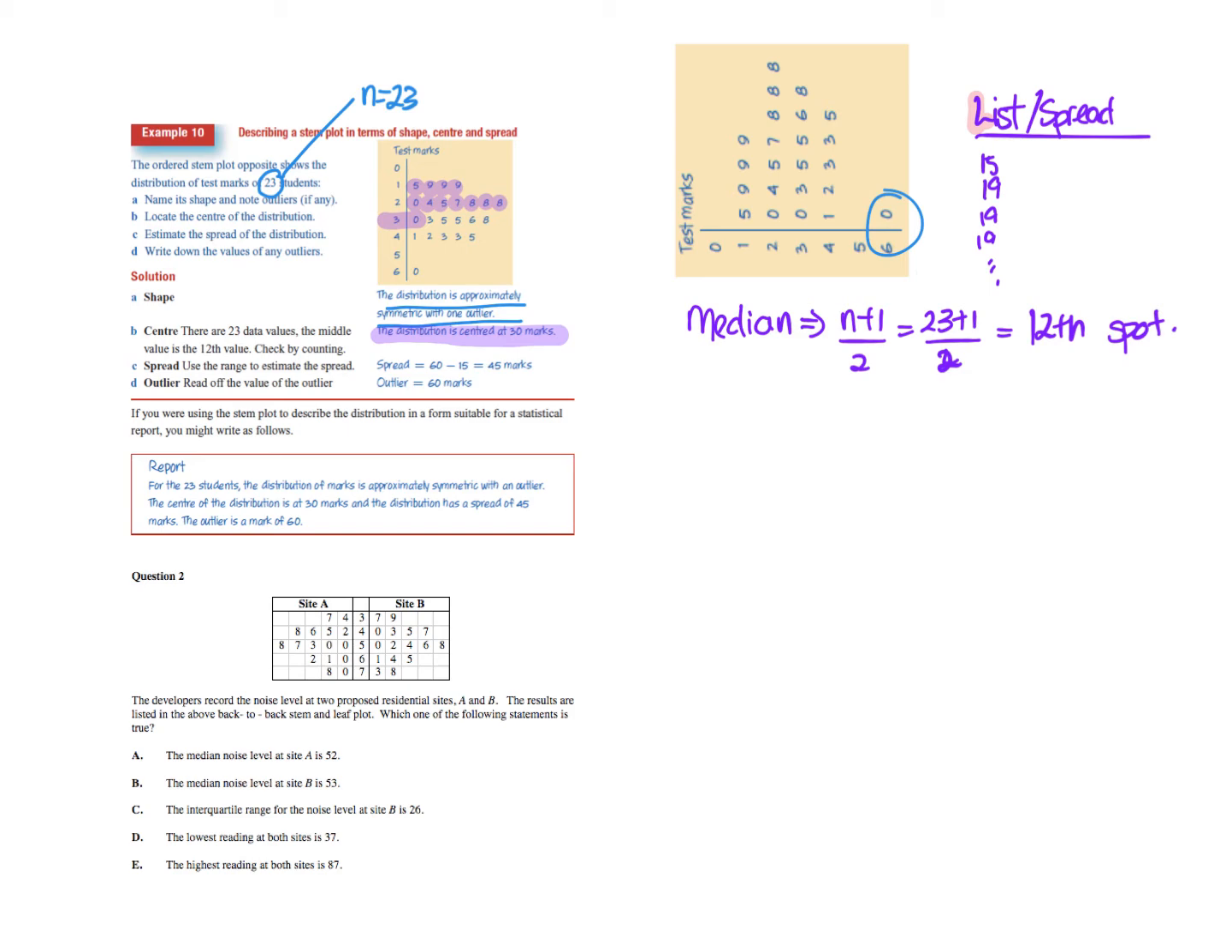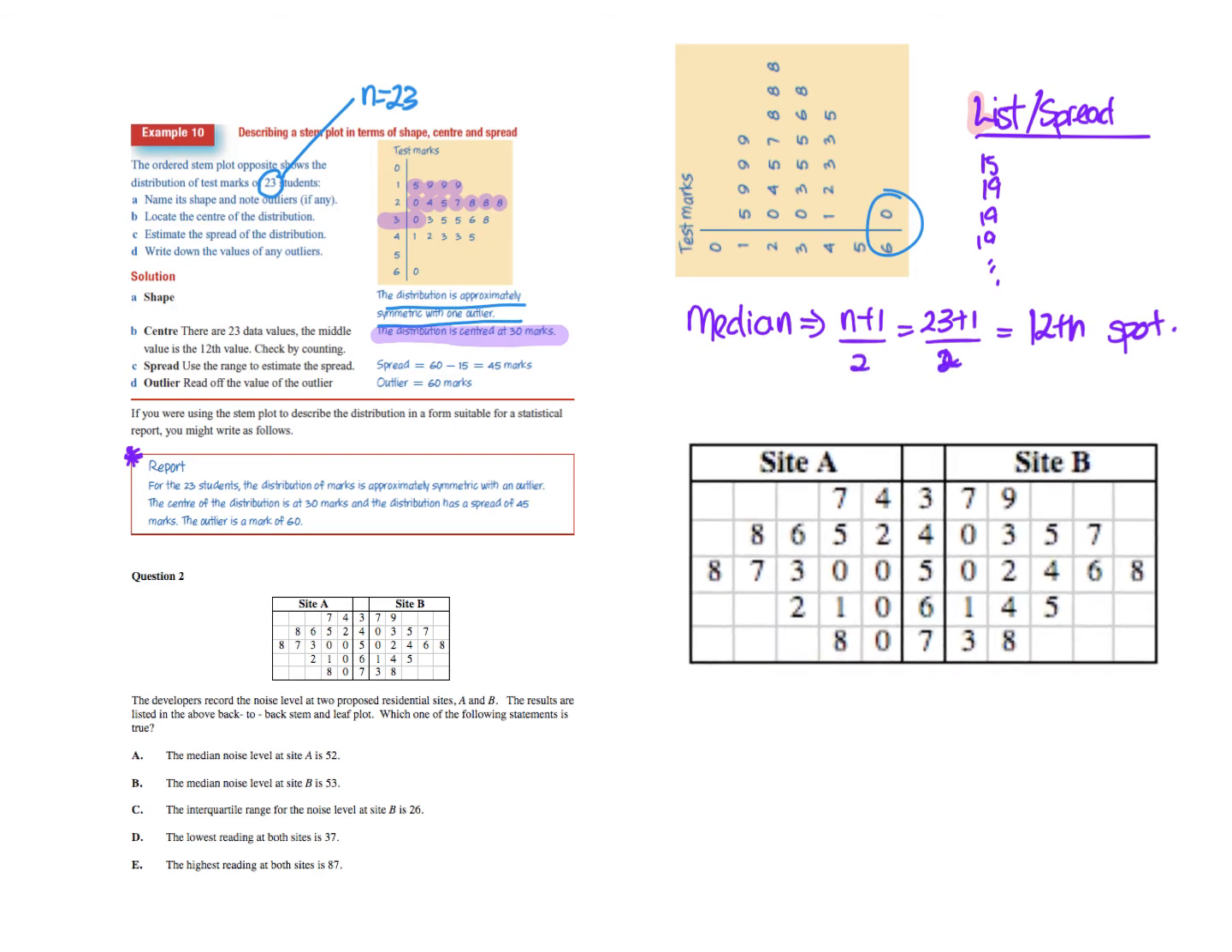All right. So here they've just given you a little example of a report. So once again, if you were asked for a report on the data, you just say the shape, the center, and maybe the spread, and comment on the outlier. Now, what we have to be careful with is that we can get these back-to-back stem and leaf plots. This is what I was talking about before. See how you have two sets of data of the same thing; the developers recorded noise level at two different sites.